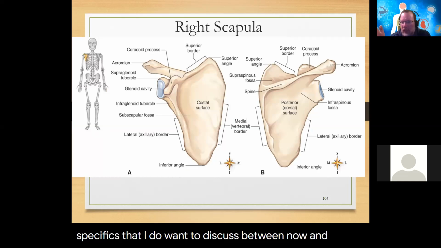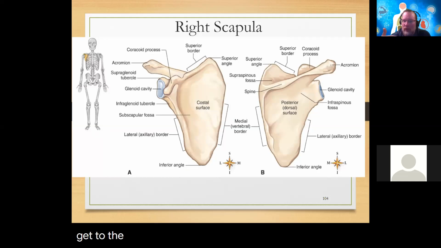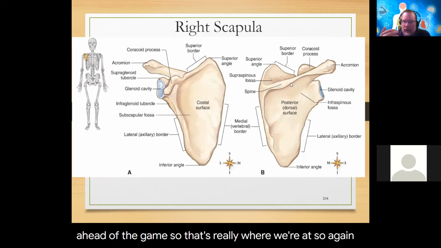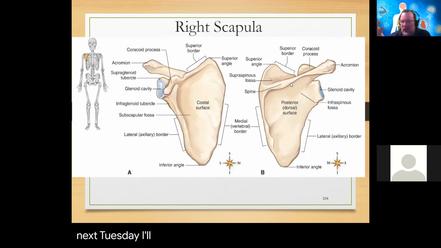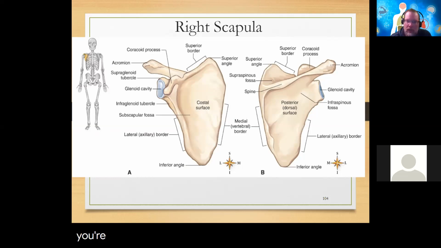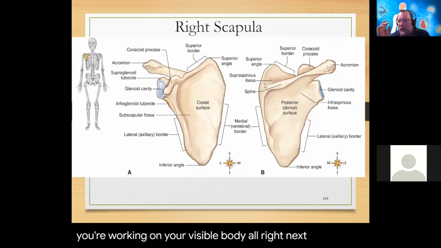Between now and Tuesday of next week, you have plenty to do. But if you do get to the point where in visible body in your portfolio where you're doing joints or the lab activity, then you're ahead of the game. So that's really where we're at. So again, next Tuesday, I'll probably just go through a few things with joint specifics, and that's really it. All of that information again is in the slides, and you'll be privy to it certainly when you're working on your visible body. All right, next up we've got appendicular.